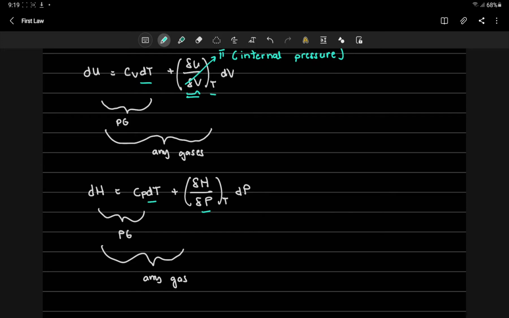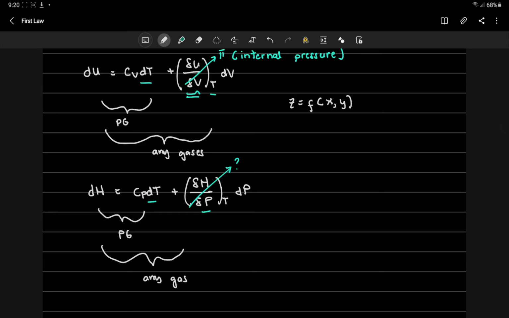However, itong term na to, we haven't really identified kung ano man yung kanyang identity. So, let's try to do that. Now, before we get to that, balikan lang natin ng konti yung mga math na inaral nyo sa calculus. So, if you have a function z, z as a function of two variables x and y. So z is your dependent variable and x and y your independent variables.